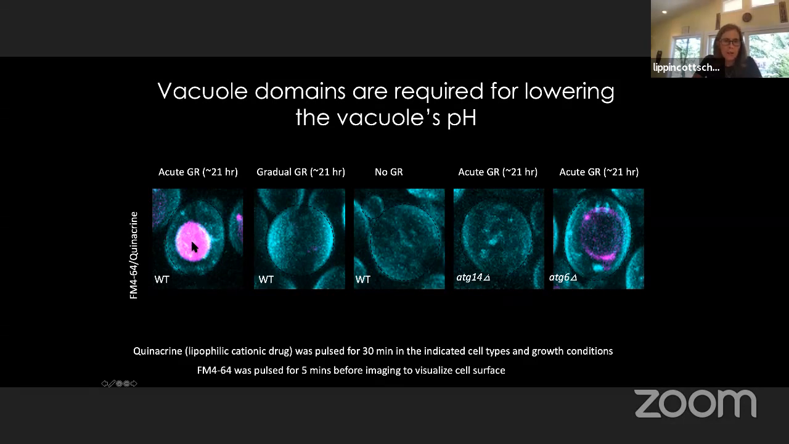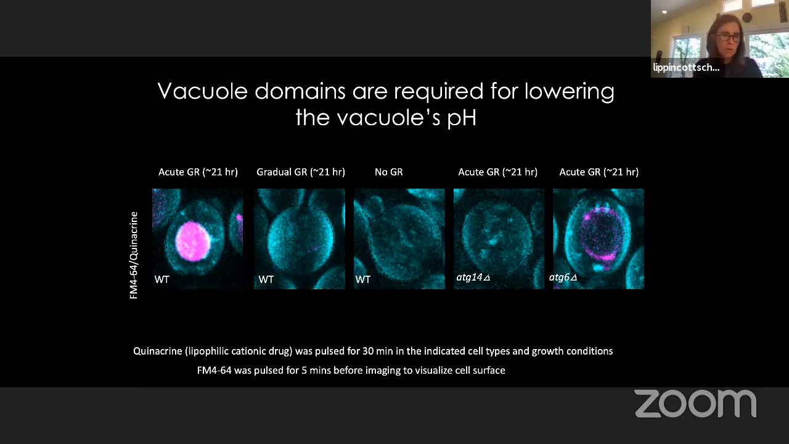In contrast, if the cell has not been acutely glucose starved, or if it's only been gradually glucose starved, you see there is no enrichment. The pH of that vacuole is not highly acidic the way it is under acute glucose restriction. And here's where we've disrupted the ability of the vacuole to phase partition, either with the autophagy mutant ATG14 or ATG6. And both these mutants prevent the vacuole from being able to acidify.